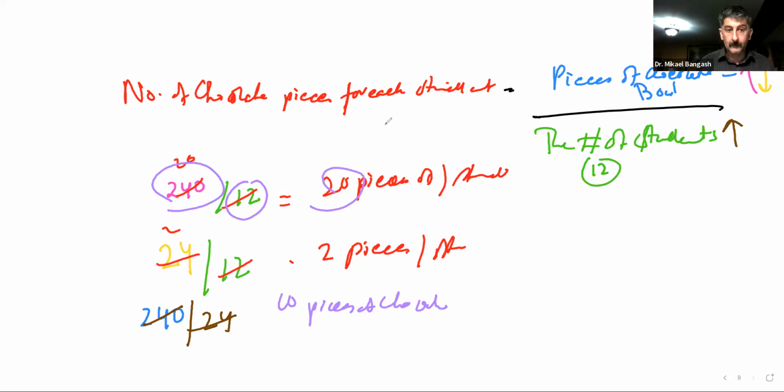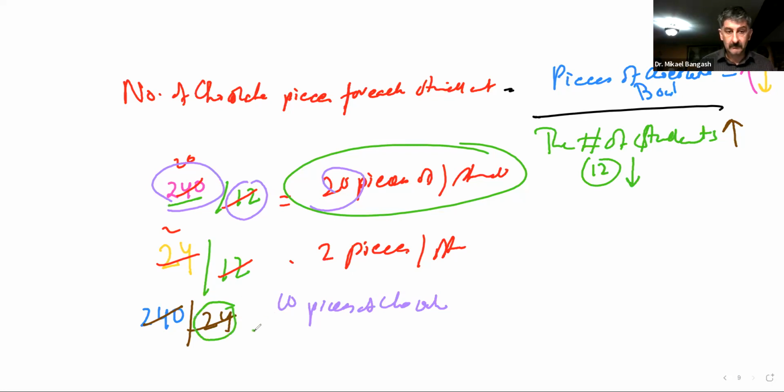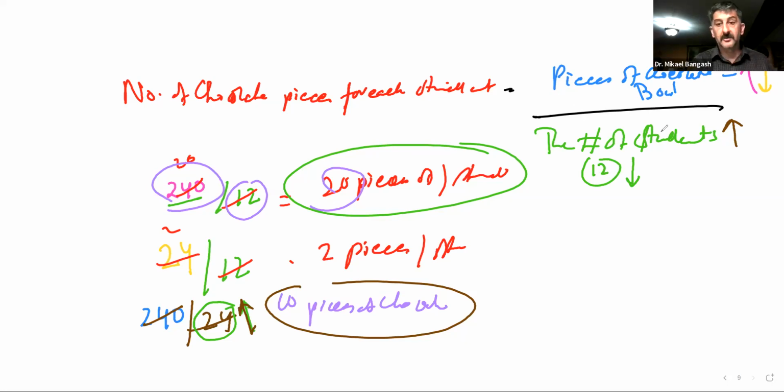So here we can say that a lesser number of students will give each student more chocolate, as the pieces of chocolate was constant at 240. Whereas if you increase the number of students, then each student will get fewer pieces of chocolate. Mainly because our formula to calculate how many pieces of chocolate we give to each student was: how many pieces of chocolate do we have in the bowl, distributed among how many students?